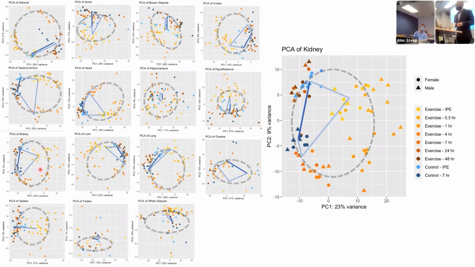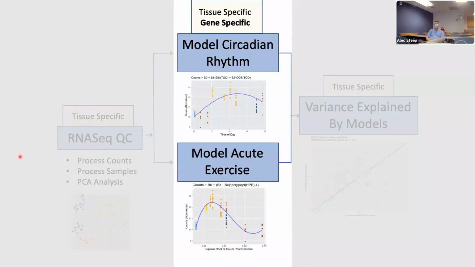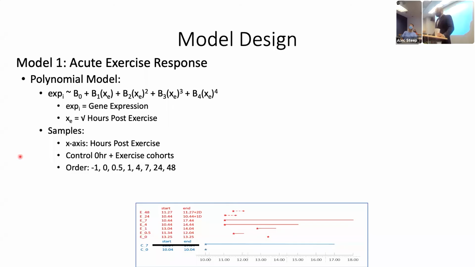And then with regard to the length of the dark blue line here, if circadian rhythm is having an effect. This is really just a superficial view of it. It's just to put it on our radar for certain tissues. So let's jump into the modeling. We're going to try 2 separate models, one for circadian rhythm and one for the acute exercise response. So let's jump into model 1. This is our model for acute exercise response.